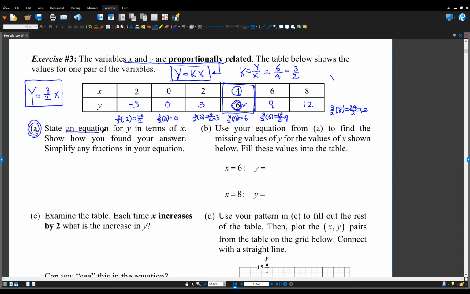State an equation for y in terms of x. We did this already: y equals kx, and we just found k here, 3 over 2. So the answer for number one is y equals 3 over 2 x, or y equals 1.5x. It doesn't matter. That's the answer.